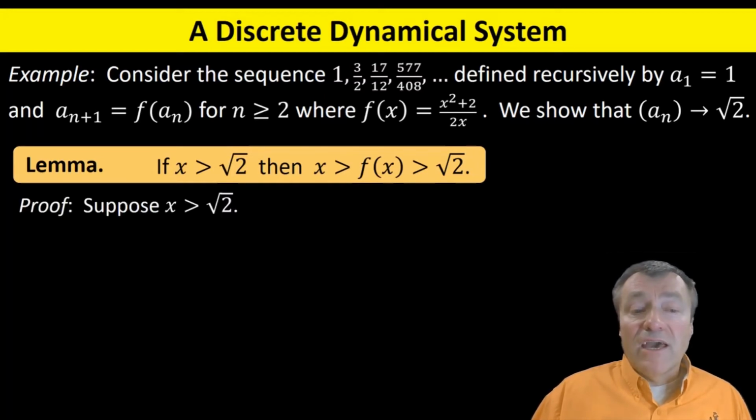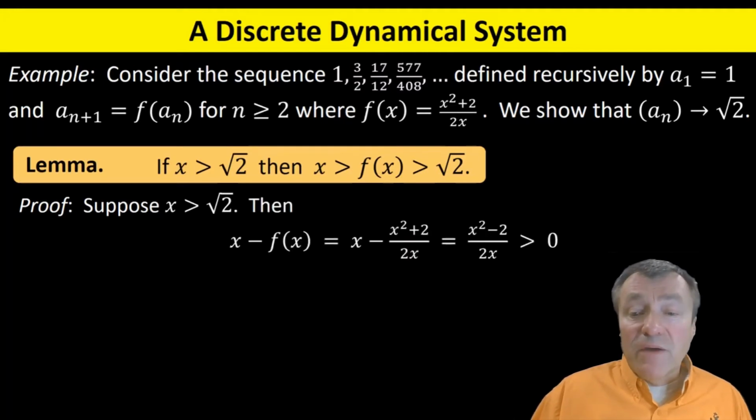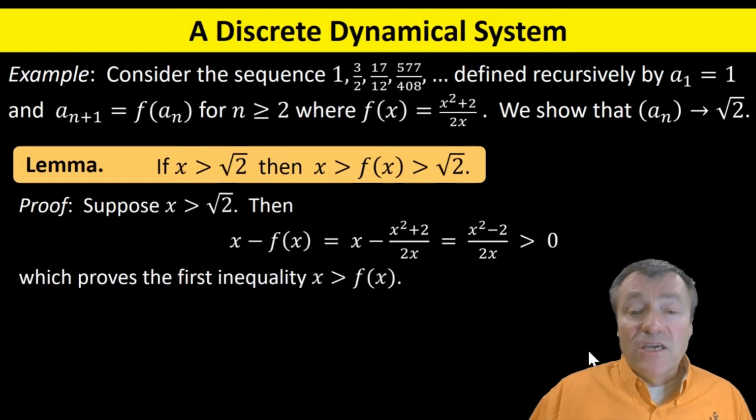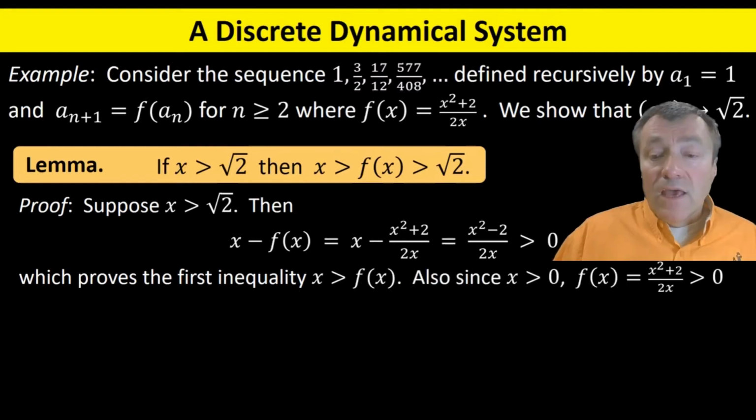So suppose x is bigger than square root of 2, then x minus f of x simplifies as shown, giving an expression that's positive according to our assumption, which in fact is the first inequality that I'm claiming in my lemma. And for the second inequality that is claimed in the lemma, what we're trying to prove, first of all, notice clearly that f of x is positive.